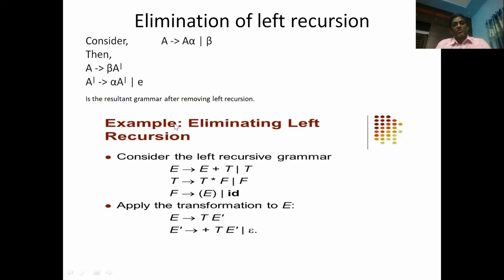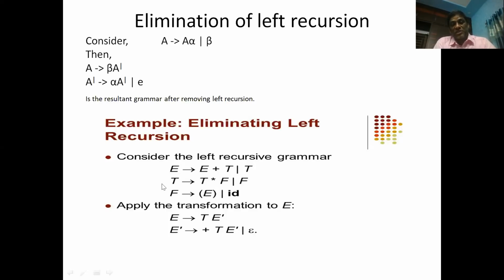Right. Now to understand this, let us say I'll consider E implies E plus T or T again. This can be transformed without left recursion like this. So how to do it? This is A, this plus T is alpha, or T is beta. So what it is saying? Beta A dash. What is beta here? T. T A dash. A dash is E dash. And E dash implies alpha. Alpha is plus T. So plus T, E dash, followed by epsilon.